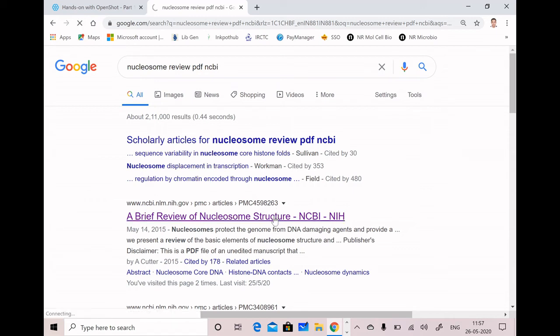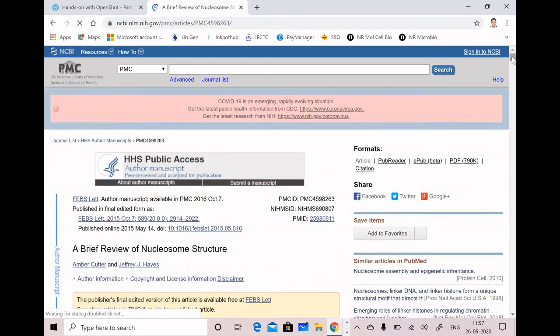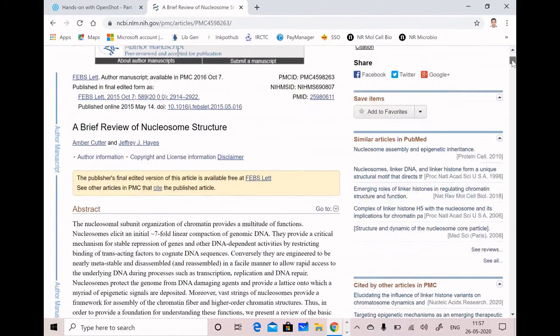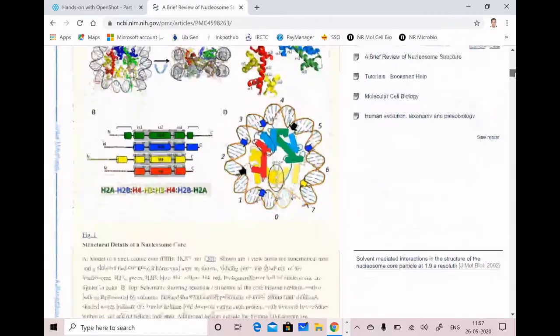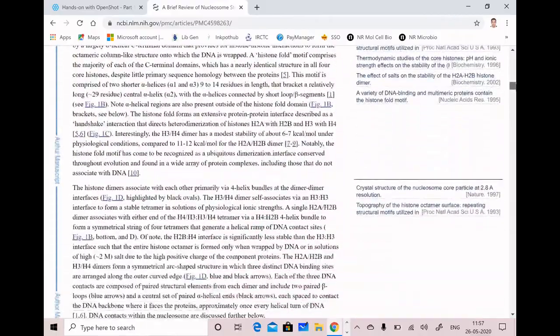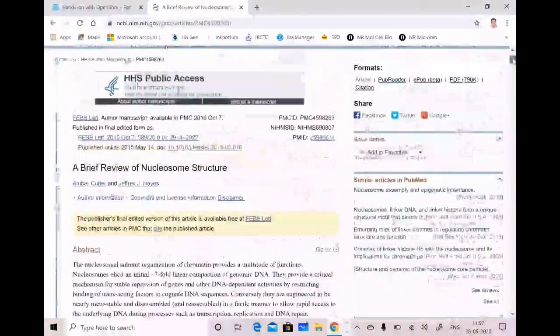So simply here we are getting the paper opened. This is a 2016 publication, and a similar kind of publication we can find here. And this is the full-length article, which is very important to enrich our knowledge and to update our scientific understanding.